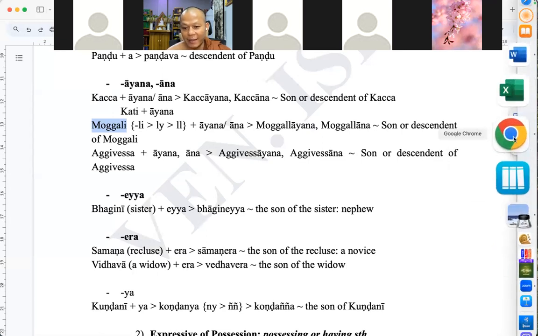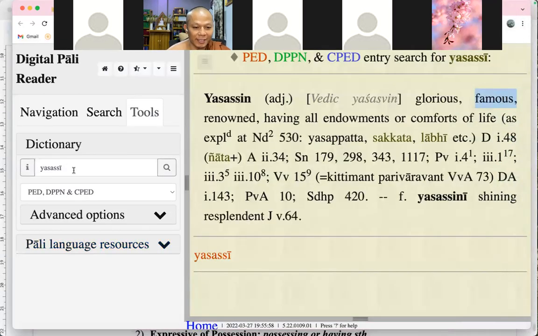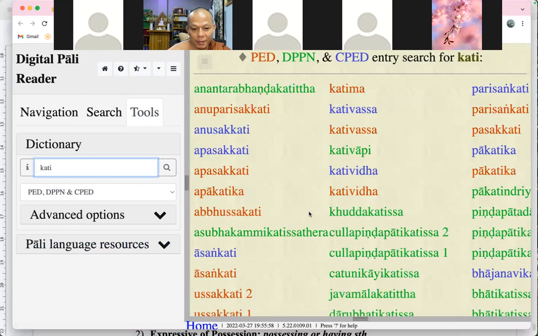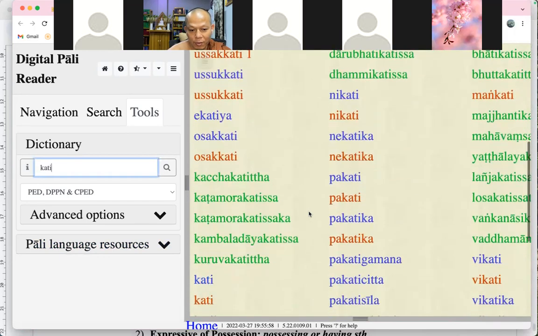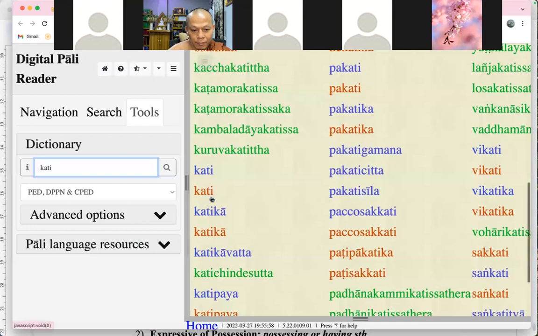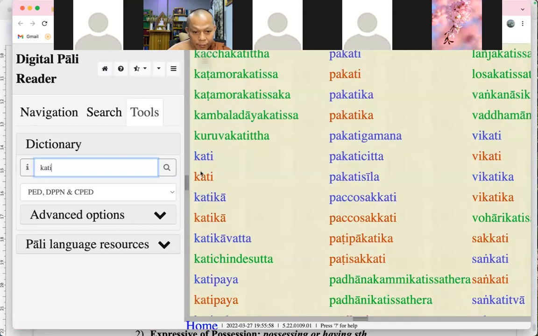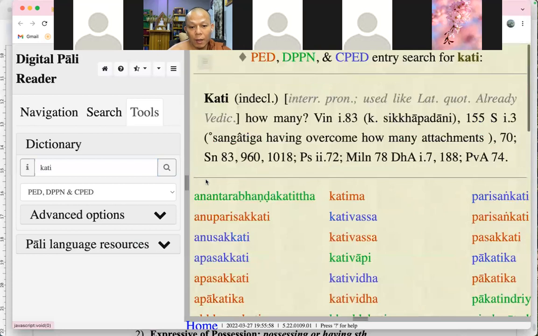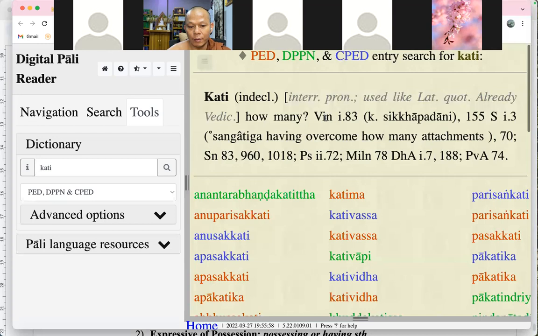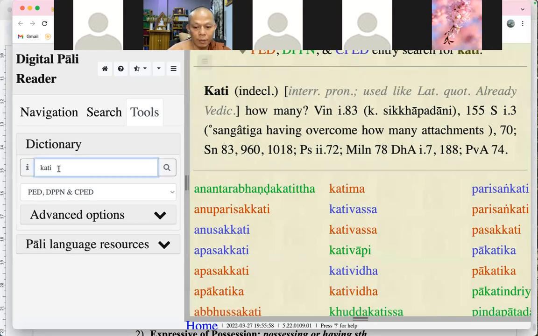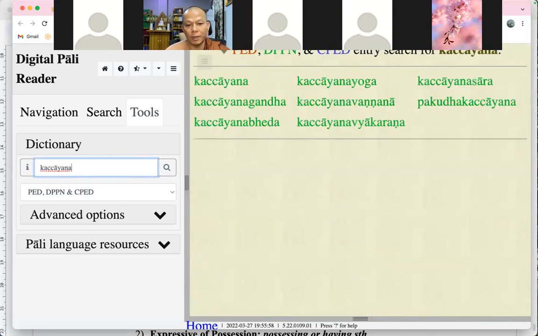Okay. Maybe we can check in the dictionary, to see whether the word kati can be seen there or not. Yeah, here. Kati means indeclinable, how many? No, that one. So for example, Kijayana. Yeah, okay.